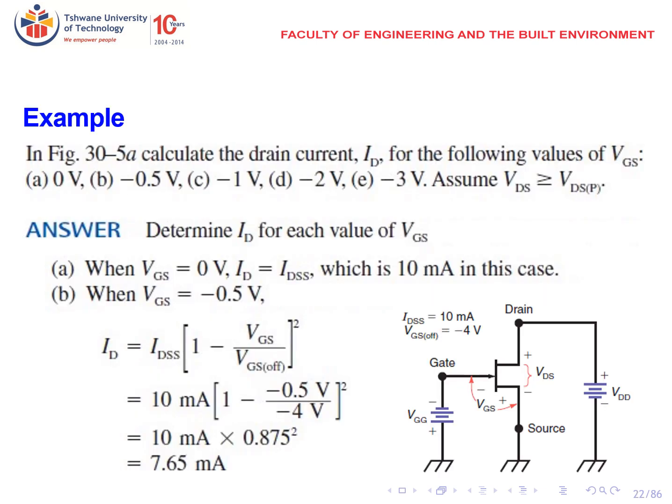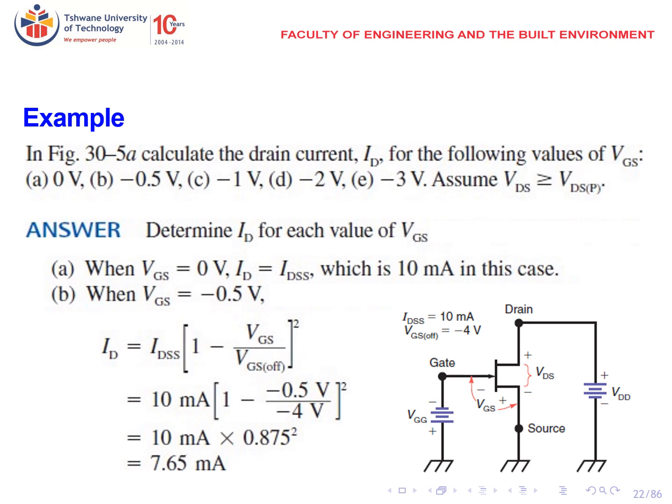Example, in figure 30A, calculate the drain current ID for the following values of VGS: VGS equals 0, VGS equals -0.5, -1, -2, -3. We assume that VDS is equal to or greater than VDSP. Determine ID for the following VGS values.